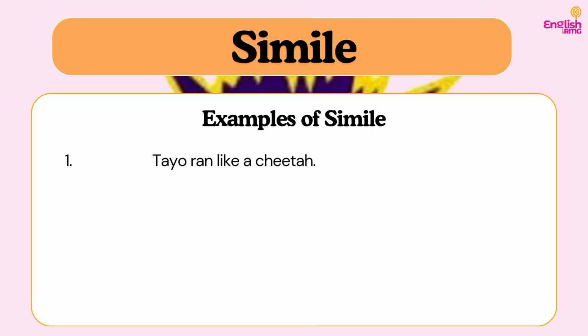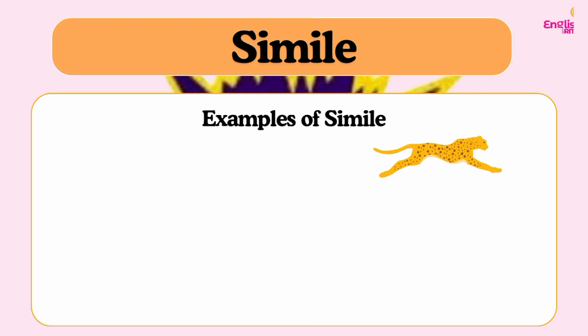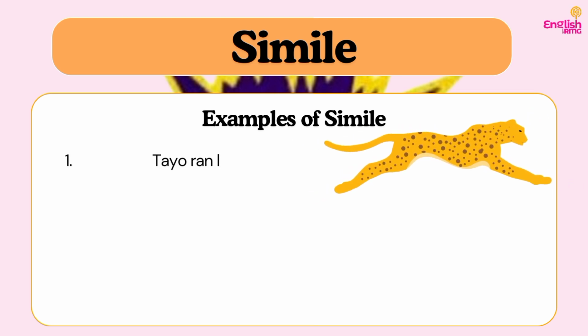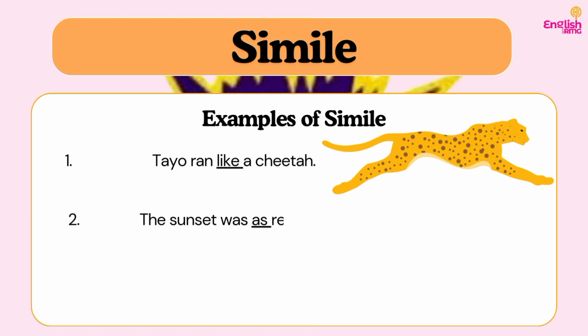So let's consider a few examples. So we have, Tayo ran like a cheetah. This is a cheetah, and we all know that it is an animal that is known to be a very good runner. So here we are comparing the ability of Tayo to run fast to that of a cheetah with the use of like. So example 2, we have, the sunset was as red as a ripe tomato.